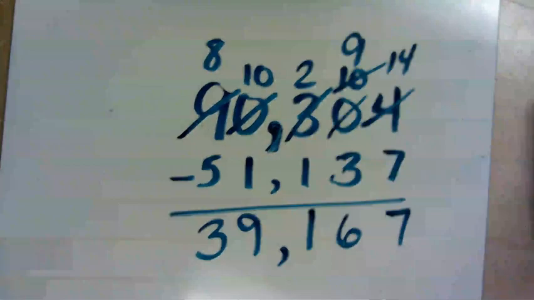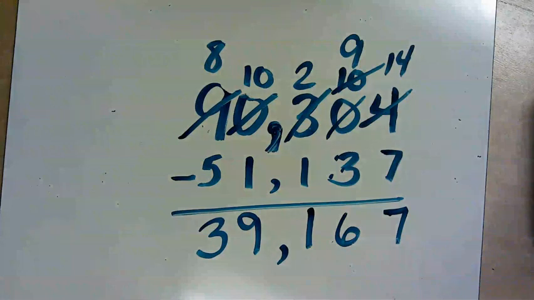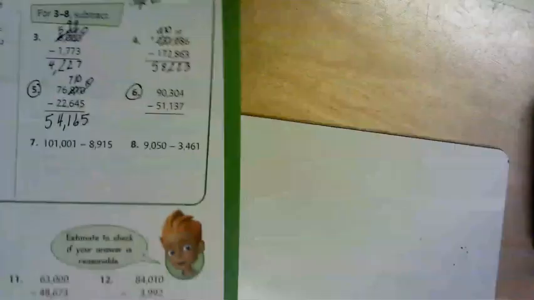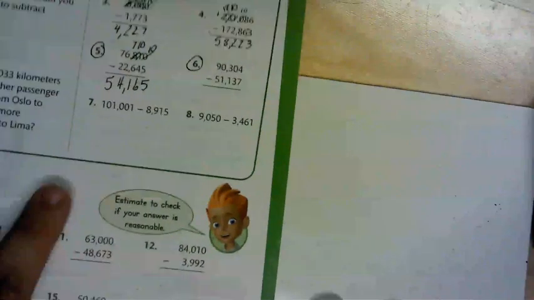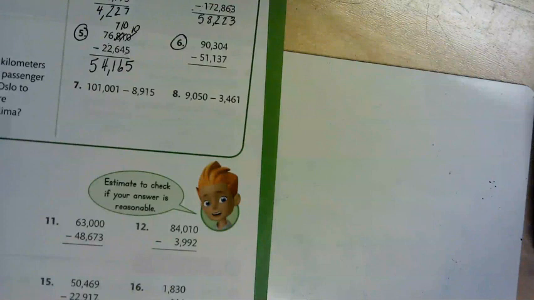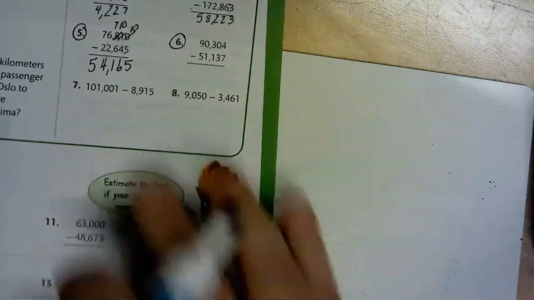So for number 6, we should have had 39,167. All right. We're going to go ahead and check out another one. And this is going to be number 7. And so I'm going to leave it right here for you. I want you to do this either on your whiteboard or on your piece of paper, whatever you're working with, because we're going to go ahead and rewrite it.